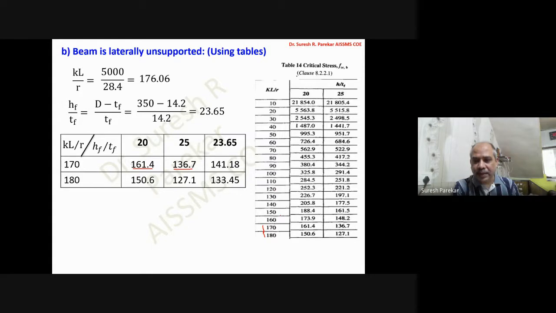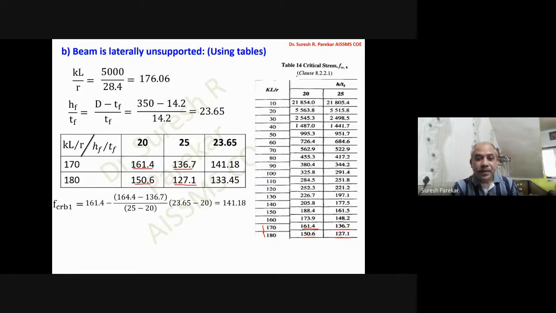You can see our table over here. For 170, we have these values: 161.4 and the second value 136.7. And for 180, you have 150.6 and 127.1. You can see these values over here. So we have these two values. Now we will calculate the value of FCRB for HF upon TF 23.65, and by interpolation I get this value as 141.18.